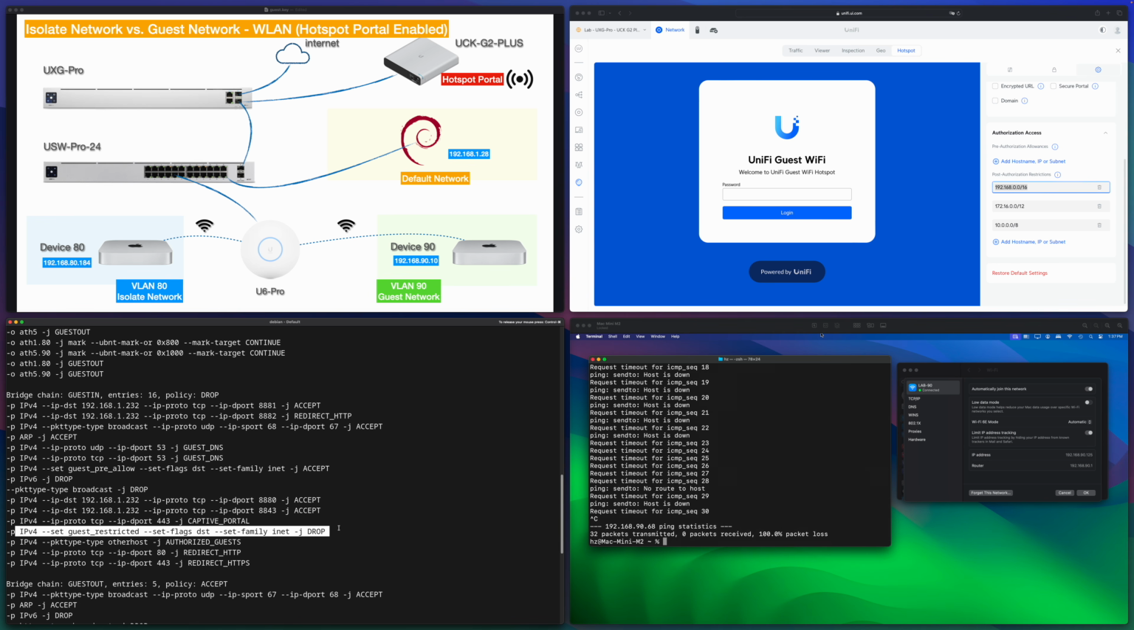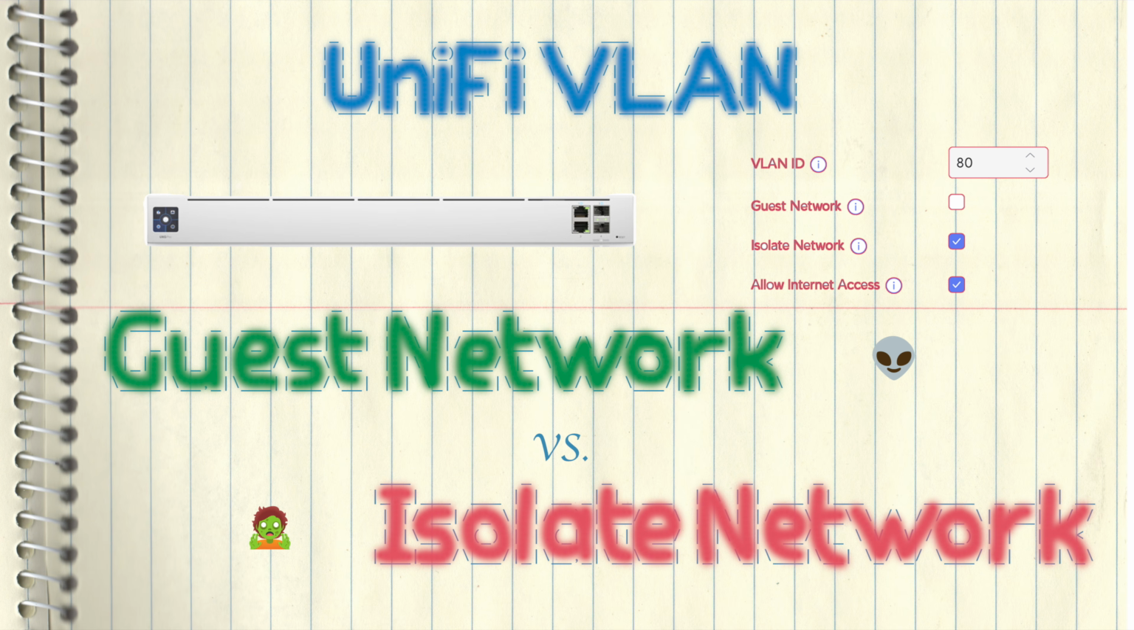Okay, I hope it's clear. I believe now we have finished all the three scenarios. This is a super long video. I didn't expect that, but hopefully it can help you understand the difference or similarity between the isolate network and guest network settings in UniFi network controller.